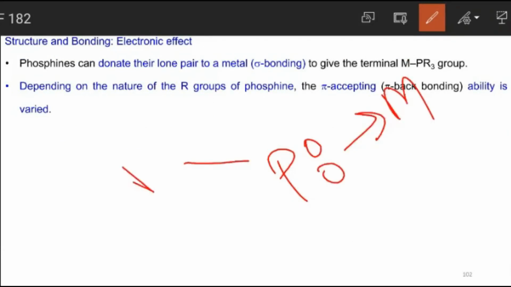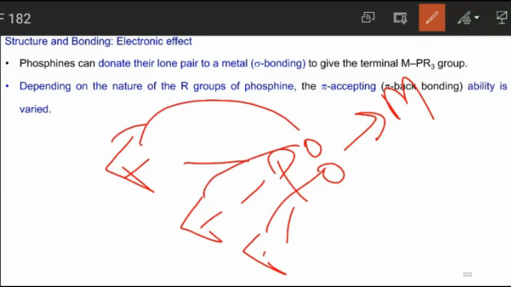But remember, when R equals F, what is the nature of fluorine? Fluorine is the most electron withdrawing group. Therefore, what will happen? It takes up this pair of electrons, and therefore the lone pair of electrons present in the phosphorus is not readily available for coordination. Therefore, when you have a phosphorus substituted with an electron withdrawing group, it is said to be a poor sigma donor ligand.